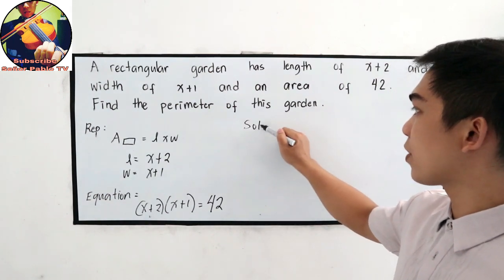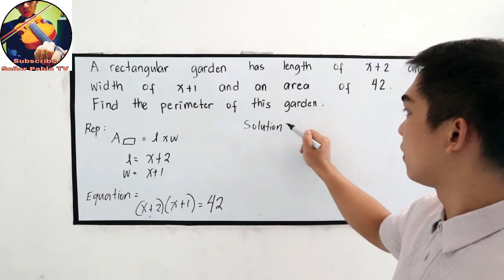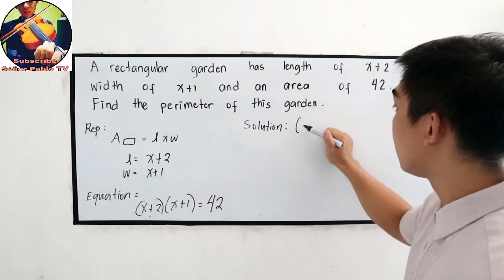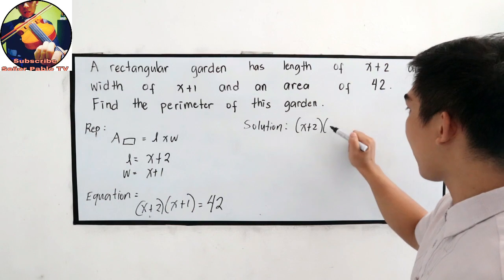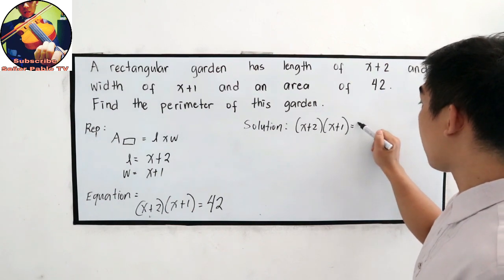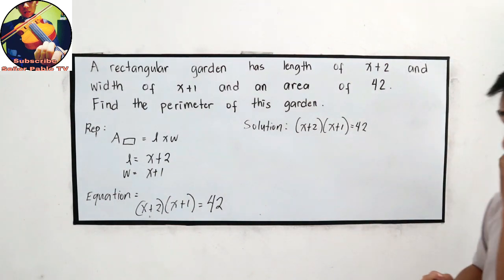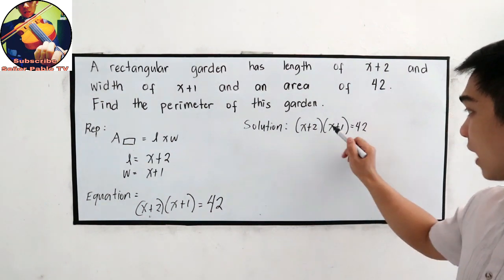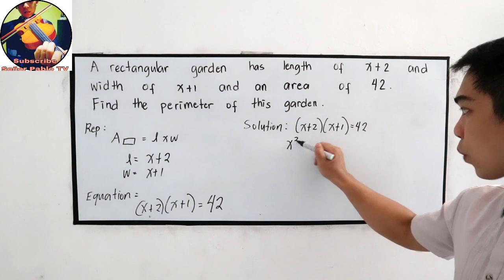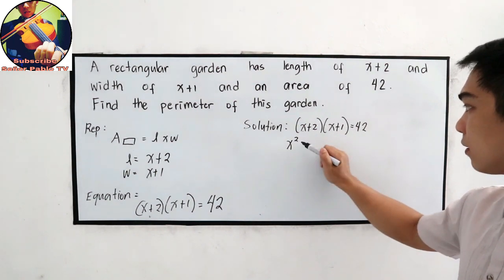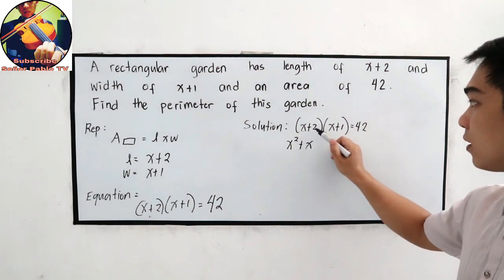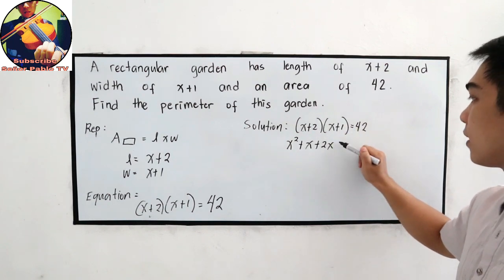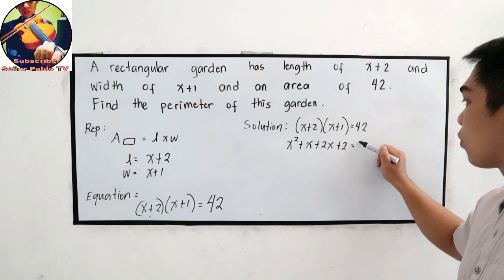Let us proceed to our solution. So let us copy our equation. X plus 2 times x plus 1 is equal to 42. Now, FOIL method. X times x, x squared. X times 1, positive x. 2 times x, positive 2x. 2 times 1, positive 2. And that is equal to 42.